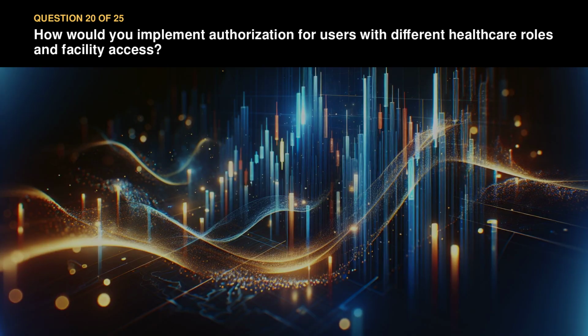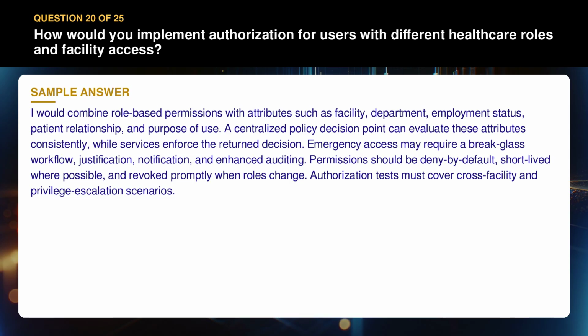Question 20. How would you implement authorization for users with different healthcare roles and facility access? I would combine role-based permissions with attributes such as facility, department, employment status, patient relationship, and purpose of use. A centralized policy decision point can evaluate these attributes consistently, while services enforce the returned decision. Emergency access may require a break-glass workflow, justification, notification, and enhanced auditing.